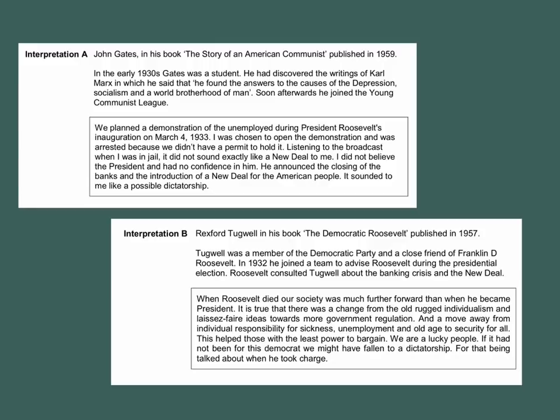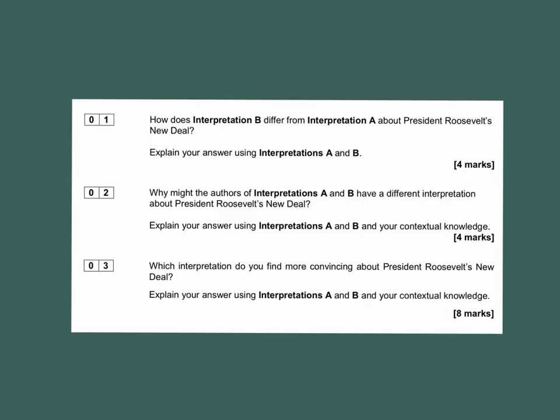So these two interpretations both talk about President Roosevelt. But the interpretations in your exam this summer could talk about any aspect of the American 1920 to 1973 course. Based on those interpretations, you'll be asked three questions. Now the three questions will always have the same format. How do they differ for 4 marks? Why might they differ for 4 marks again? And which do you find more convincing for 8 marks?